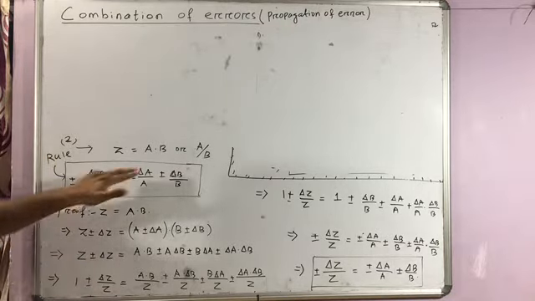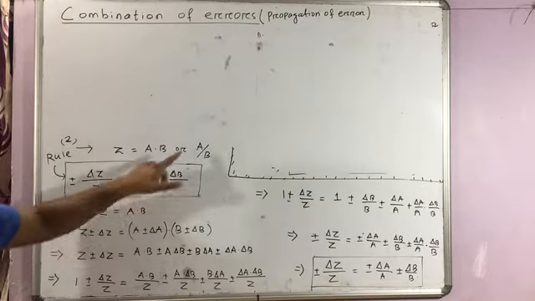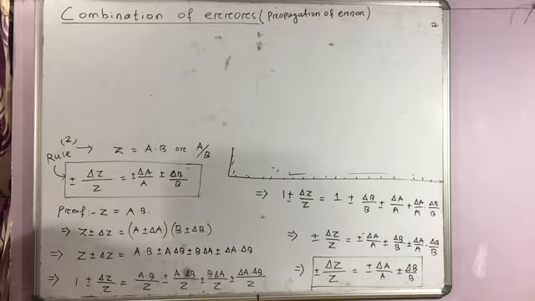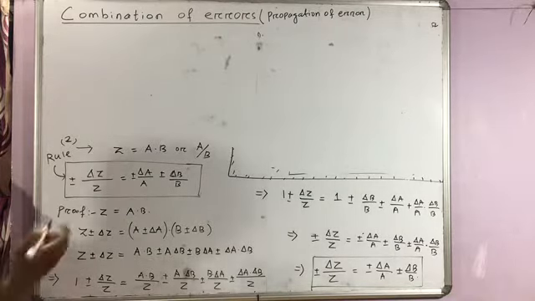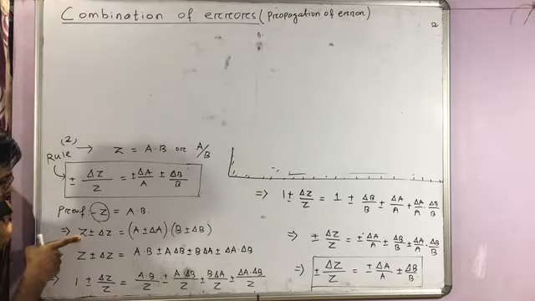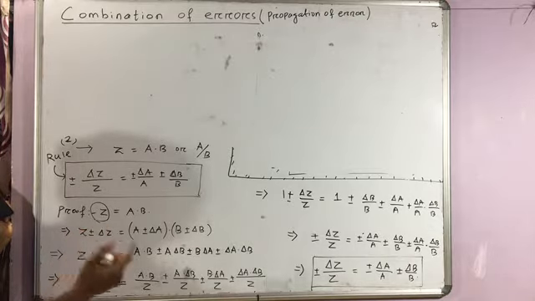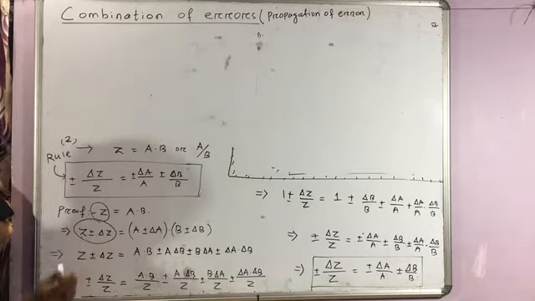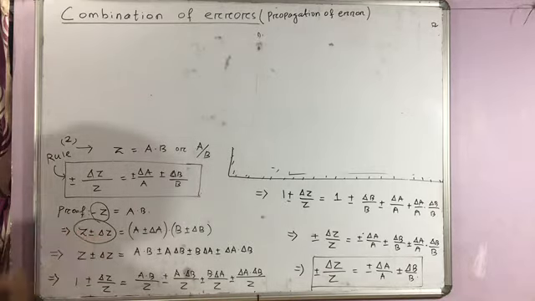So let us take, I am proving it for Z equal to A into B. You can find it for A by B. Suppose Z is equal to A into B. Now as we know, the reported result, the value of Z, will lie between Z minus delta Z and Z plus delta Z. That's why I have written the value here. For Z, I am writing Z plus or minus delta Z. This is the true value and this is the error part.